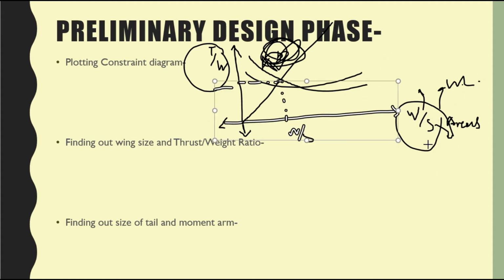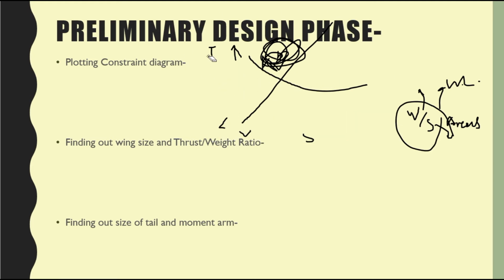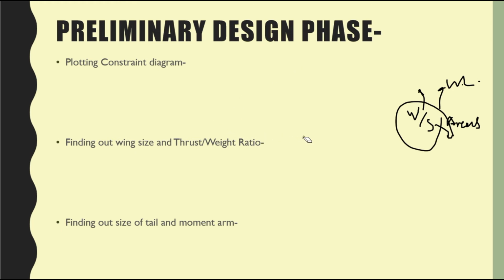And after plotting the constraint diagram, we are actually separating our paths for electronics design as well as the plane design. So the process becomes simpler in order to analyze the things. So constraint diagram is the heart of the designing procedure, I must say, because it's going to separate you from the electronics part and the wing part, the two major parts of the aircraft design.